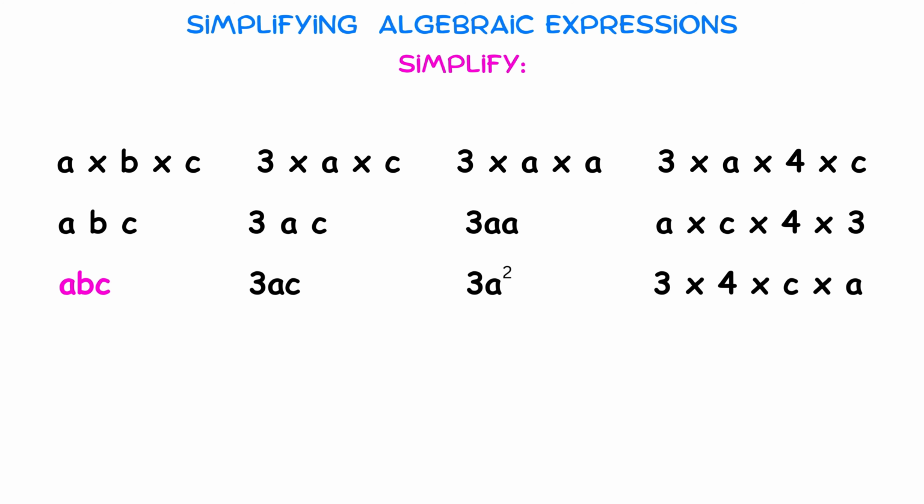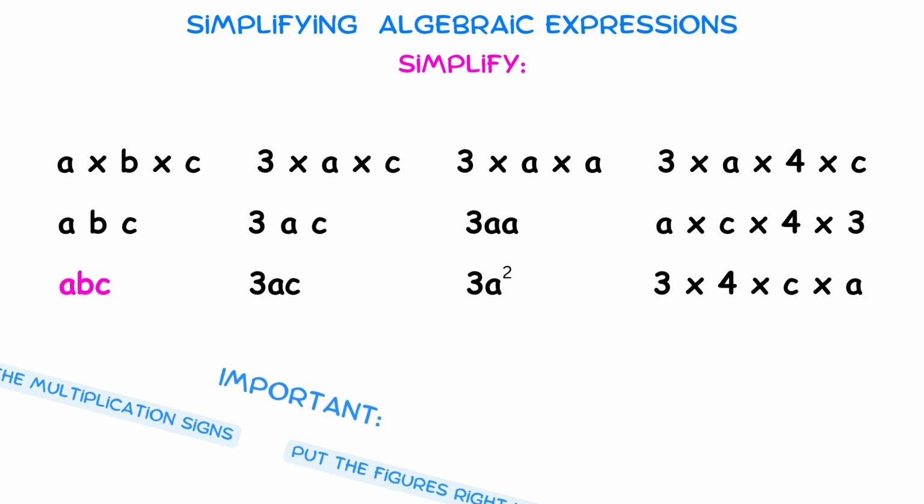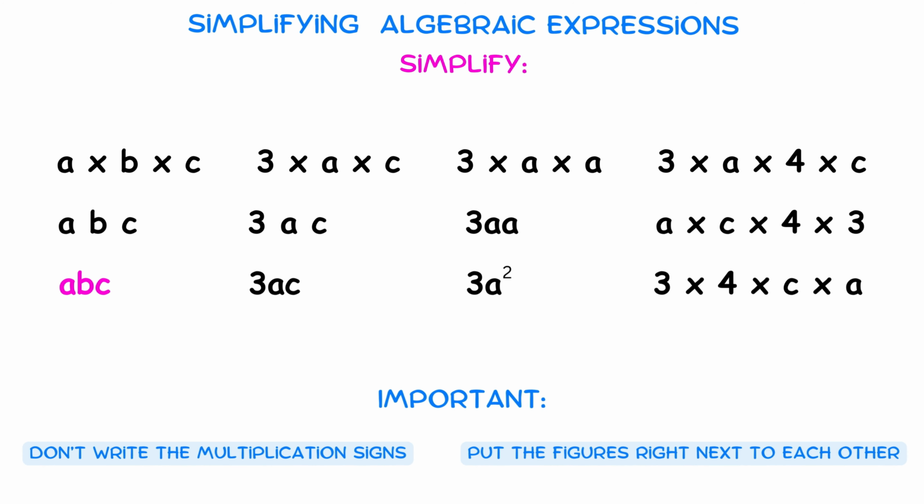So for this first question, instead of writing a times b times c, we get rid of the multiplication sign so that we just have the a, the b, and the c, and then we'd also get rid of the spaces in between so that we just have abc, and in algebra, that means that the a, b, and c are all being multiplied together. Similarly, in this next example of 3 times a times c, we just write 3ac and then put them close together as 3ac. It doesn't matter that we now have a number in there, we still do exactly the same thing.